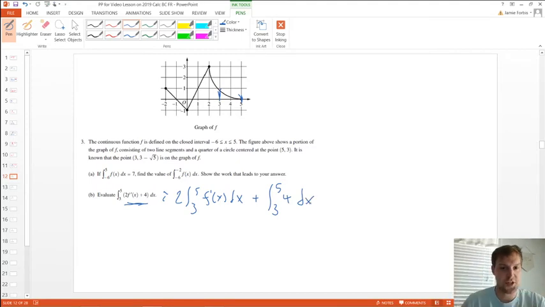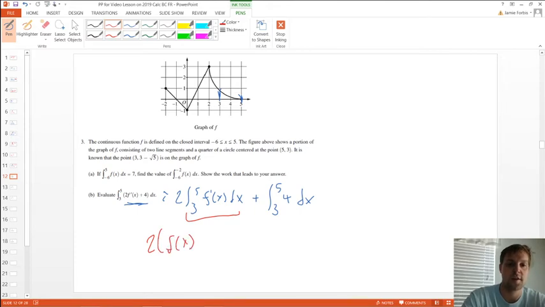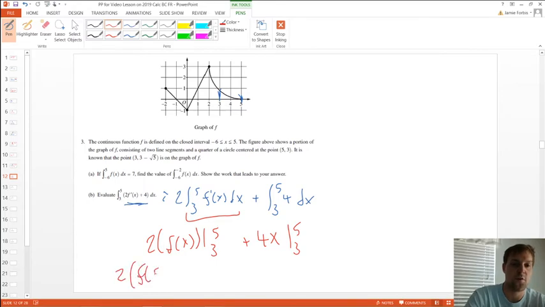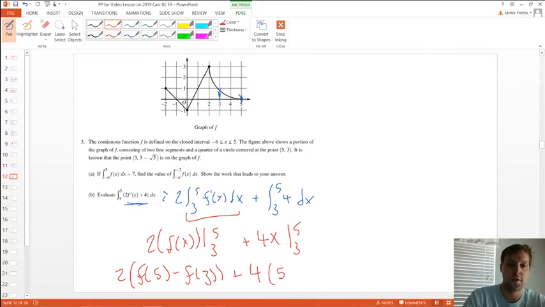So doing each of those pieces makes it just a tad bit easier of a quantity to look at, but it's up to you. All right, so if I integrate this piece here, that's just the integral of f prime. What's the integral of f prime? Just f, right? So this is 2 f of x evaluated from 3 to 5, and this is 4x evaluated from 3 to 5. So this becomes 2 times the quantity f of 5 minus f of 3 plus 4 times 5 minus 4 times 3.